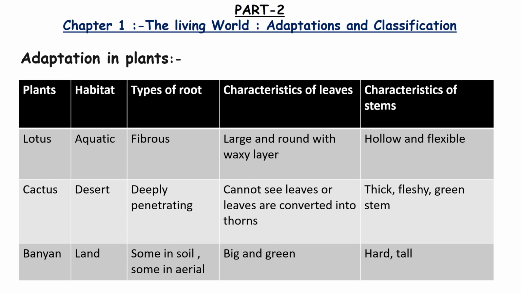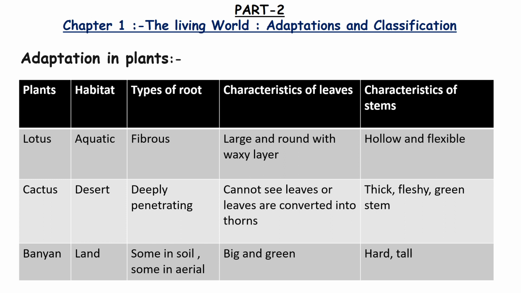The third plant is banyan. Banyan is a huge plant which is found on land. Its roots are present in soil as well as in aerial. We all are very well known about banyan tree. It is a huge plant and we have seen its roots which are present in air also. Okay. Its leaves are big and green in color and the stem is very hard and it is very tall also. Okay.